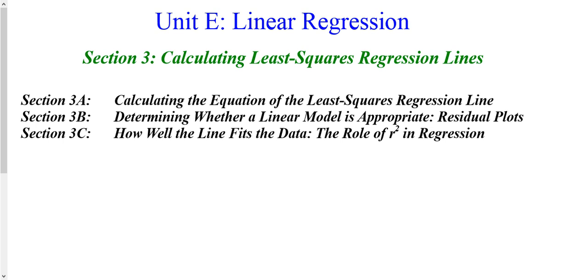Linear Regression, Section 3. There are three parts to this section. One is to calculate the equation of the least squares regression line, which we've talked about a little bit, but now we'll talk through the process more officially. Determining whether a linear model is appropriate, and we'll use residual plots for that, and that'll be new. And then how we can use R squared to help us describe the data.